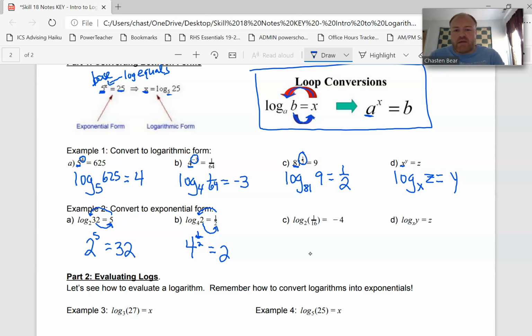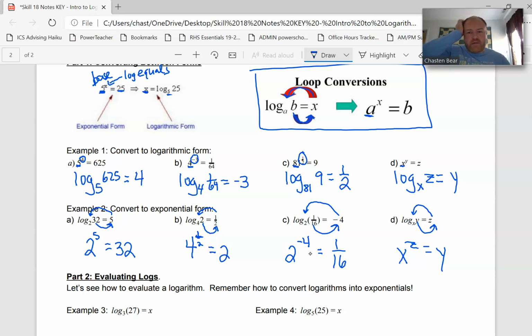Which we should know that anyway, because remember, 4 to the 1/2 is the same as saying square root of 4, which gives us 2. Next one, loop, loop. 2 to the -4 equals 1/16. Still true. Last one, loop, loop. X to the z equals y. That's how we convert between exponential and logarithmic forms.